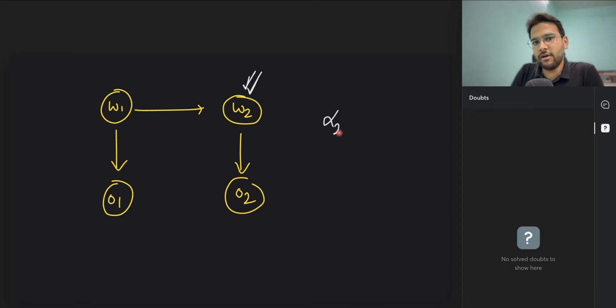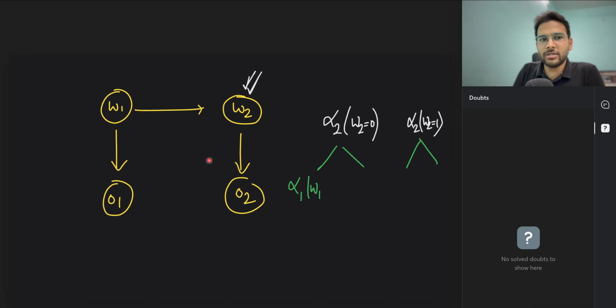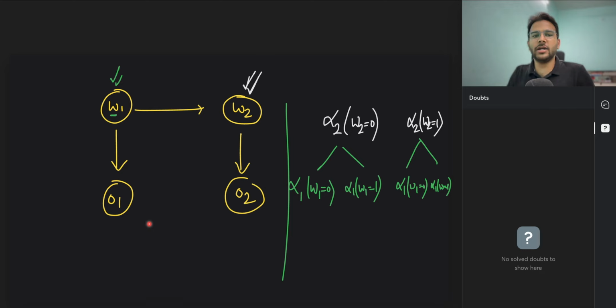So can I say I have to start with alpha 2 where W2 can be 0, and alpha 2 where W2 can be 1. And then further you are going to divide this one, also this one. So if I divide this one, can I say here it should be now alpha 1, W1, because at the first step you have W1. Now W1 can be 0 or W1 can be 1. Similarly here also W1 can be 0 or W1 can be 1. Is this point clear now? Are you able to relate it now? Take your time, carefully see this, and then let me know.